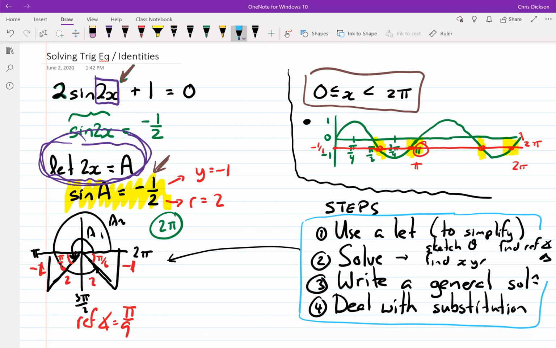So this is where you have angles that are not just theta in here. So you've got maybe a 2x or a 3x or some other number in there. And I would really encourage you to use a let statement and simplify the question down so that it becomes a question that you've done previously.